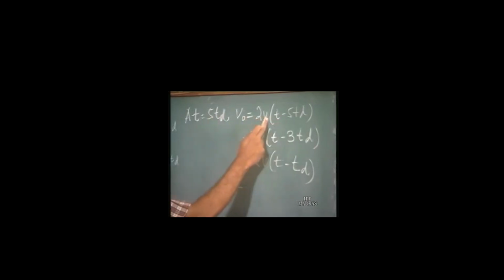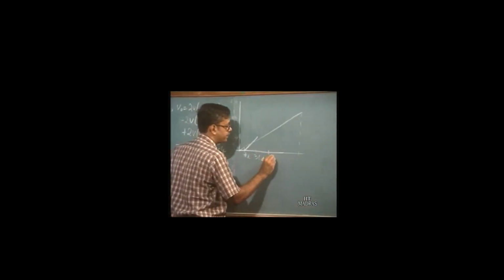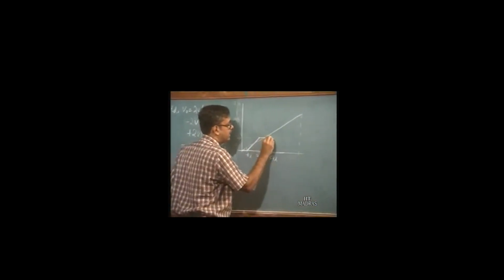So at T is equal to 5 TD, this is twice V(0), which is 0, minus, 5 TD minus 3 TD is 2 TD, so at 2 TD it is 2 volts, so minus 2 into 2, plus this is 4 TD, and 4 TD is 4 volts, so this is 2 into 4. So this is 8 minus 4, which is equal to 4 volts. So at 5 TD, it still remains at 4 volts.